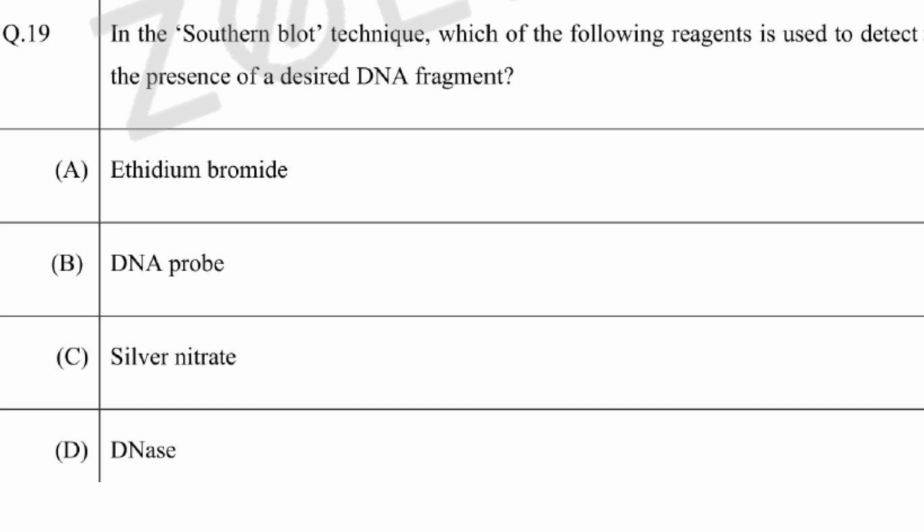Then in the Southern blot technique, which of the following reagents is used to detect the presence of the desired DNA fragment? Ethidium bromide? No. After the Southern blot technique, the membrane is treated with the DNA probe, which will bind to the DNA on the membrane through complementary base pairing. So B is the answer, DNA probe. Silver nitrate is not used in staining. DNase is a DNA degrading enzyme. So the answer is option B.